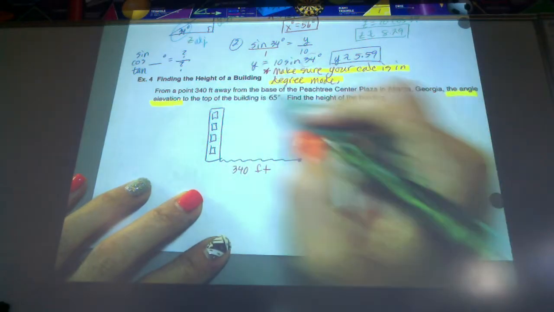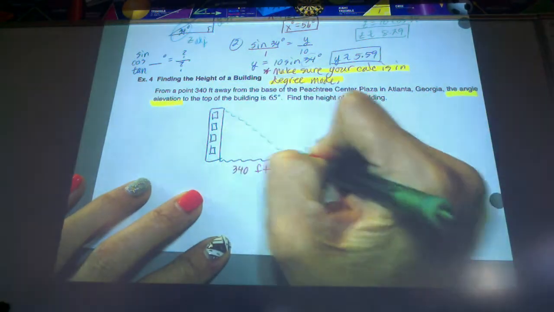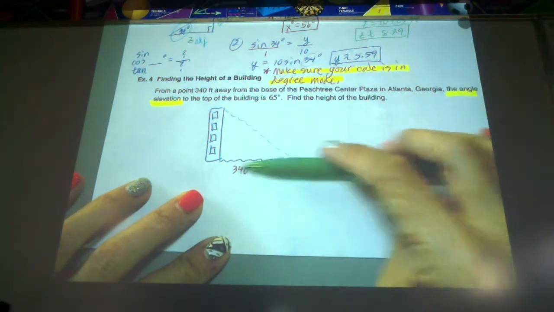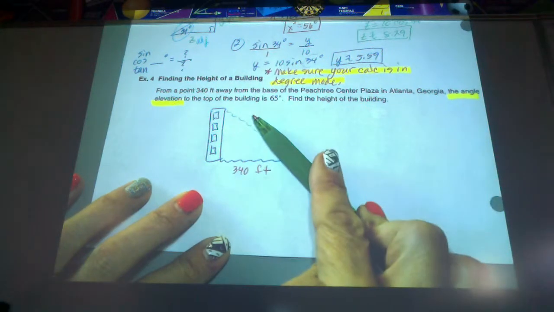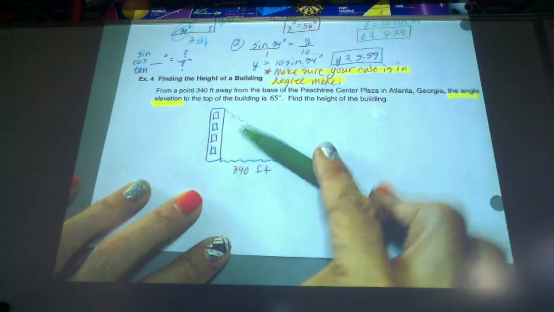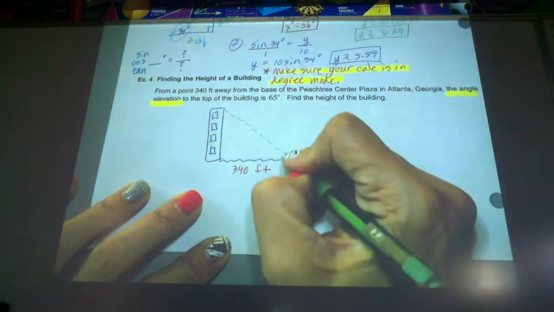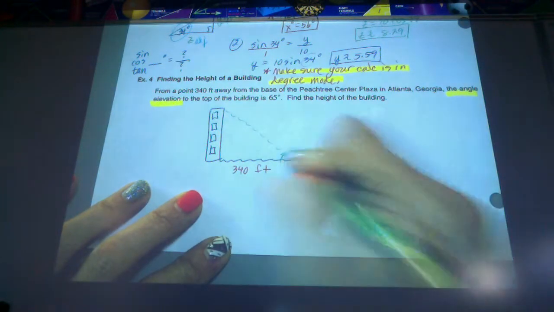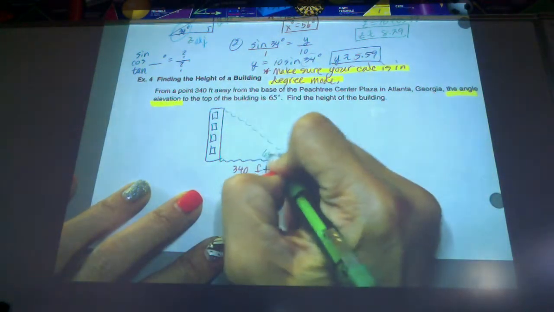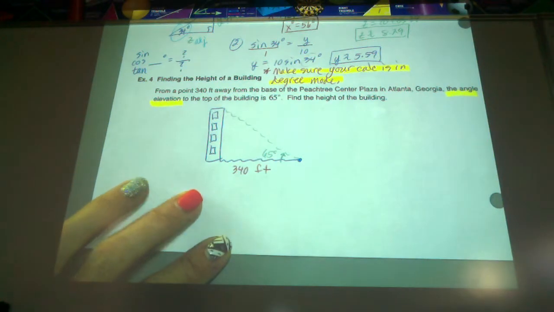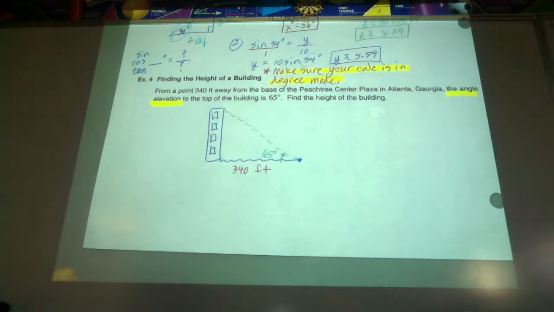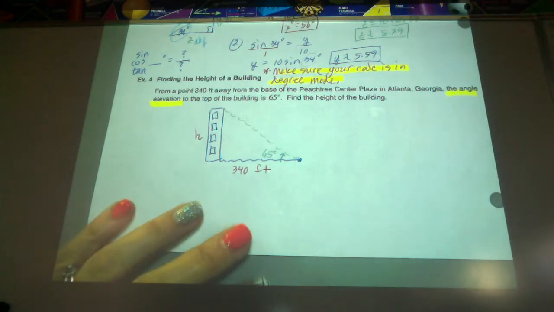So this time they're saying my angle of elevation. So as I'm standing here at this point, looking up, that's my angle of elevation. Elevation is looking up. I have this angle right here. That is 65 degrees. The question is find the height of the building. So my unknown is here. I'm going to let that be h. You can let it be x. It doesn't matter.